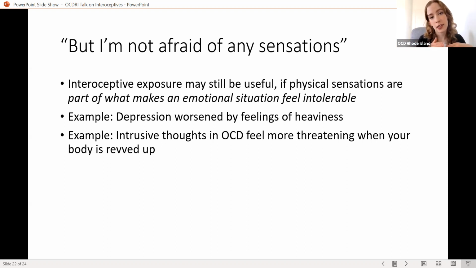In that case, there's a rationale for doing some interoceptive exposure in combination with your ERP for OCD. And the idea there would be that you could learn that you're able to tolerate, let's say, not doing a compulsion or ritual, even if you're having distressing physical sensations, not only on your best days.